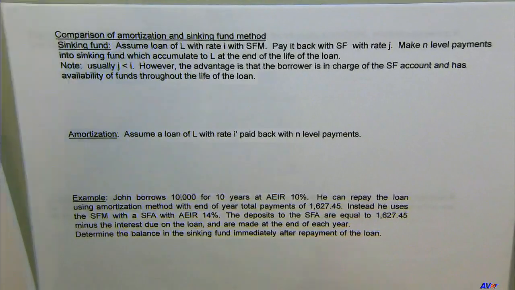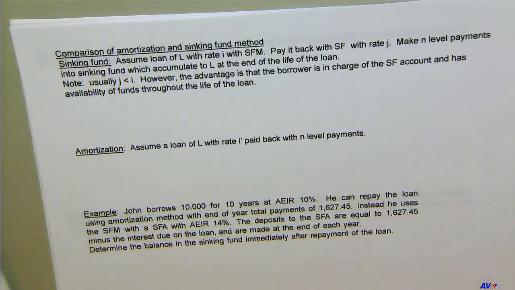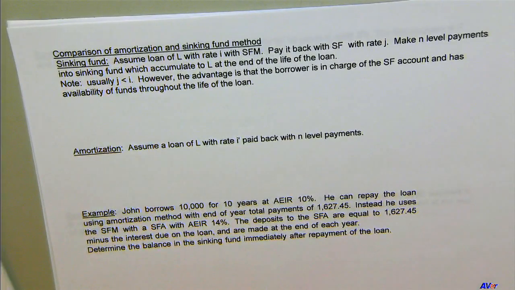Comparison of amortization and sinking fund methods. Sinking fund. Assume a loan of L with interest rate I with the sinking fund method. So assume that we are taking a loan of L with the rate of I, and we are using the sinking fund method. Pay it back with a sinking fund with rate J. Make N payments into the sinking fund which accumulate to L at the end of the life of the loan. Note, usually J is less than I.